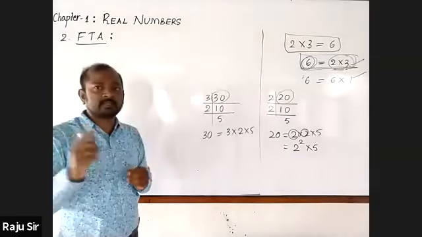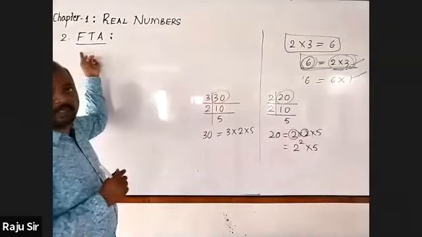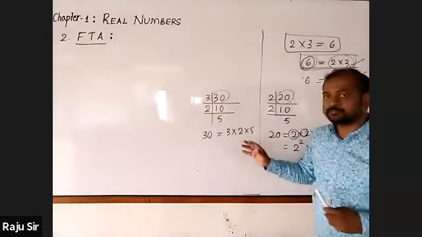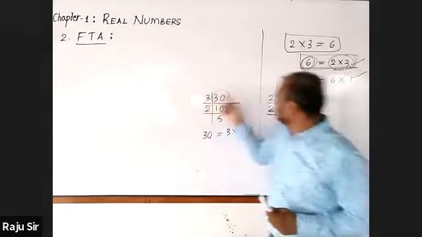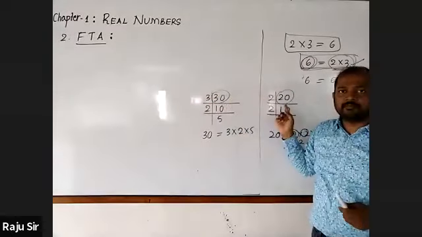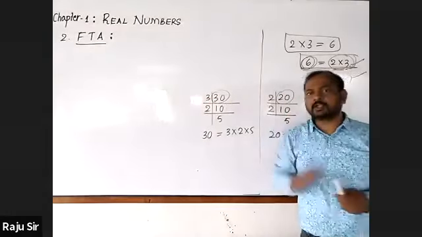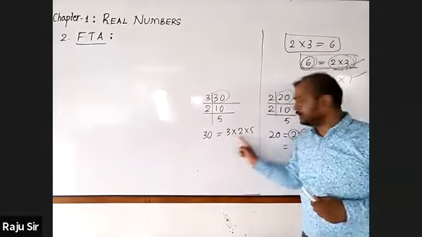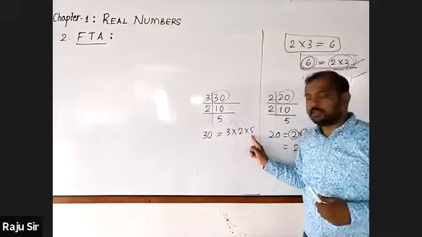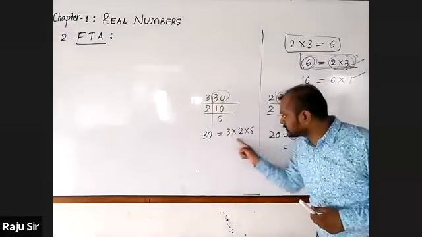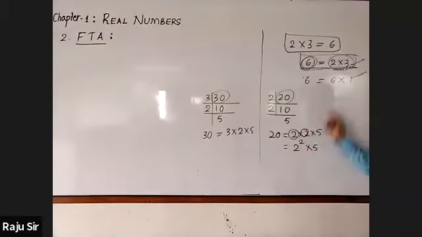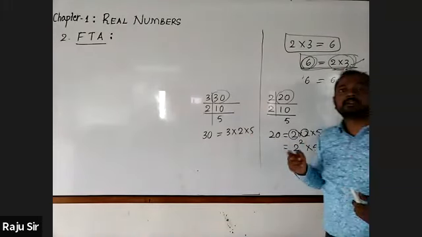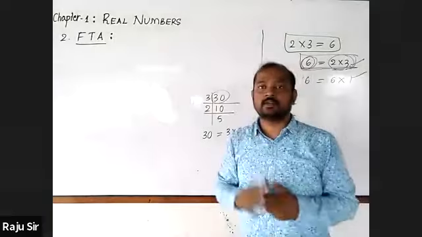Now, let me make the statement of FTA, the Fundamental Theorem of Arithmetic. Listen carefully. Each and every composite number can be expressed as the product of its prime factors. And this prime factorization is unique apart from the order in which the prime factors occur.